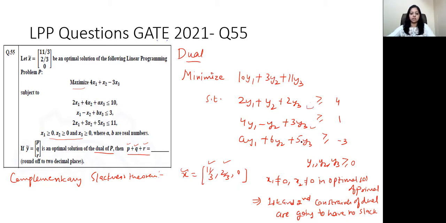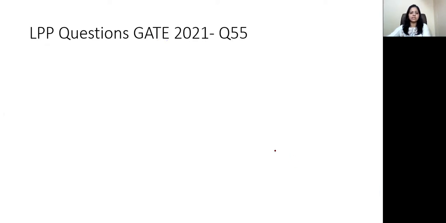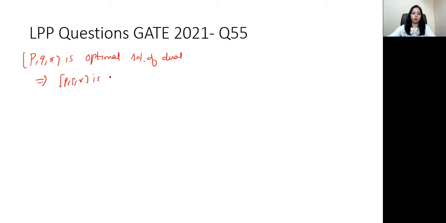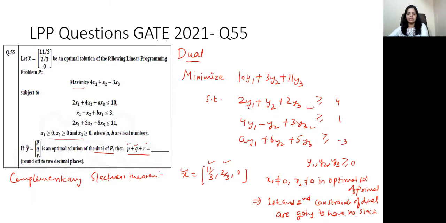That is what it means. So let's see how we translate this information to our usage. Now, since we are given that PQR is the optimal solution of the dual, it implies this PQR is also a feasible solution of the dual. So if it is a feasible solution, it is going to satisfy the constraints. And I just told you that the first two constraints are going to be satisfied as an equation. So we will directly substitute PQR for y1, y2, y3.